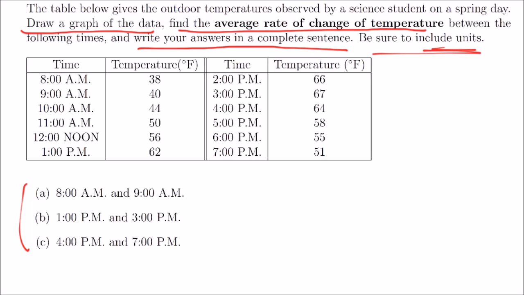First thing you should notice is that it doesn't make sense to label the horizontal axis as 8 a.m., 9 a.m., or 1 p.m., etc. Instead, we're going to let t represent the time measured in hours since midnight. For example, if that's the case, then t equals 1 would mean 1 a.m., t equals 8 would then mean 8 a.m., and so on.